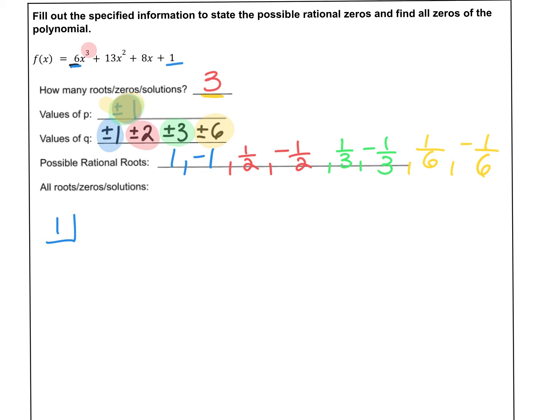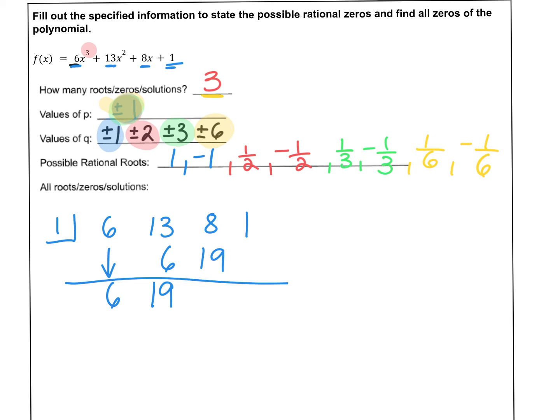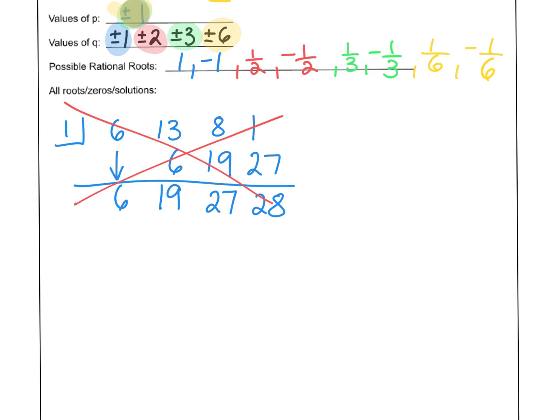So we want to double check, make sure that we don't have to leave any zeros as placeholders. In this case, we don't. So we have 6, 13, 8, and 1. We drop down the 6. 6 times the ledge, 6 times 1 is 6. Add them up. Okay, 19 times 1 is just 19. Now we add these up. We end up with 27. 27 times 1 is 27, leaves me a remainder of 28. That is not 0, so this will not work. 1 is not going to be one of these answers.